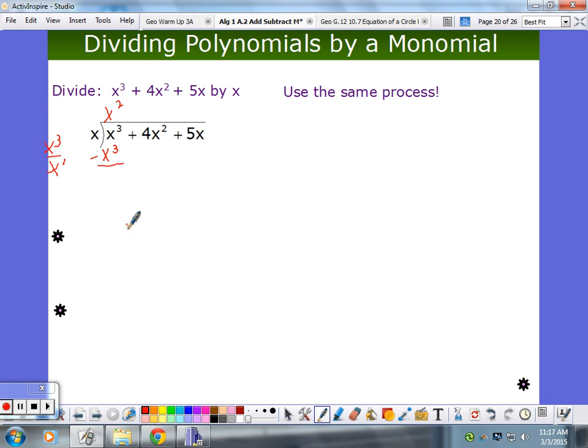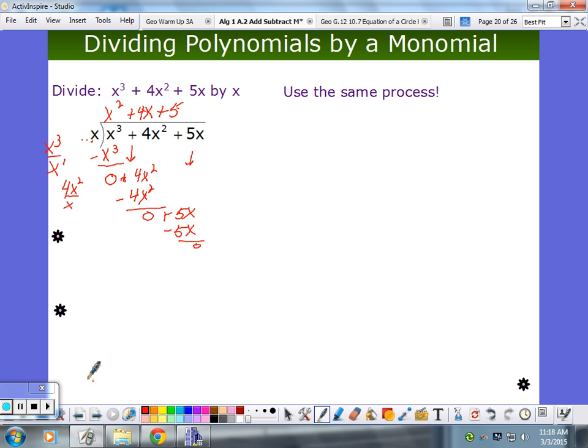Then we subtract. X cubed minus x cubed is 0. We're going to bring down that 4x squared. I'm putting the plus in because that's a 0 and that's an x squared. Same thing. X times something gives me 4x squared, and you can find that something by just dividing. What's 4x squared over x? 4x. Now we multiply. What's 4x times an x? 4x squared. Subtract. Then we're going to bring down that 5x. X times what gives you 5x? 5. 5 times x is 5x. 0 remainder.